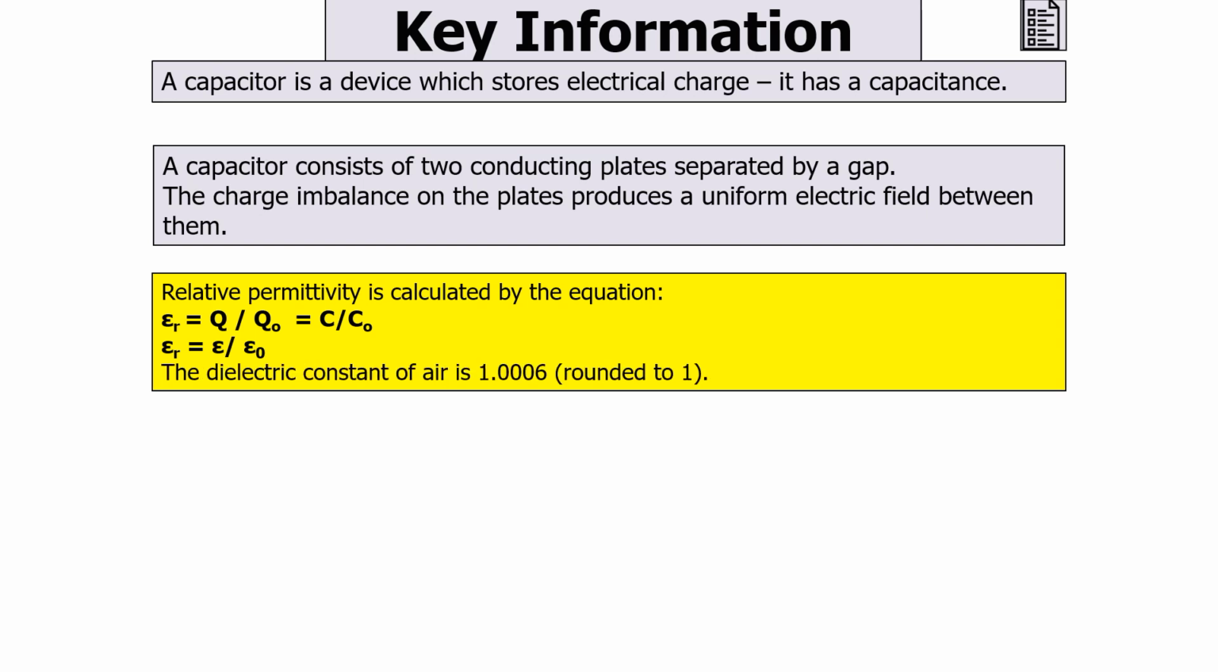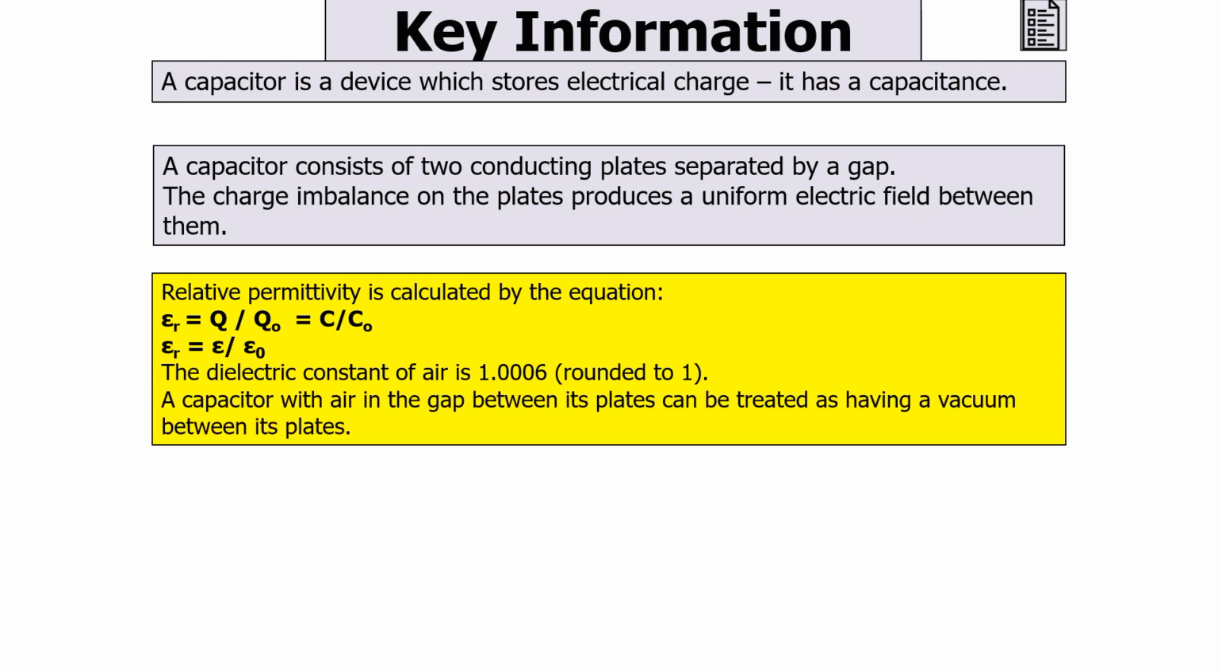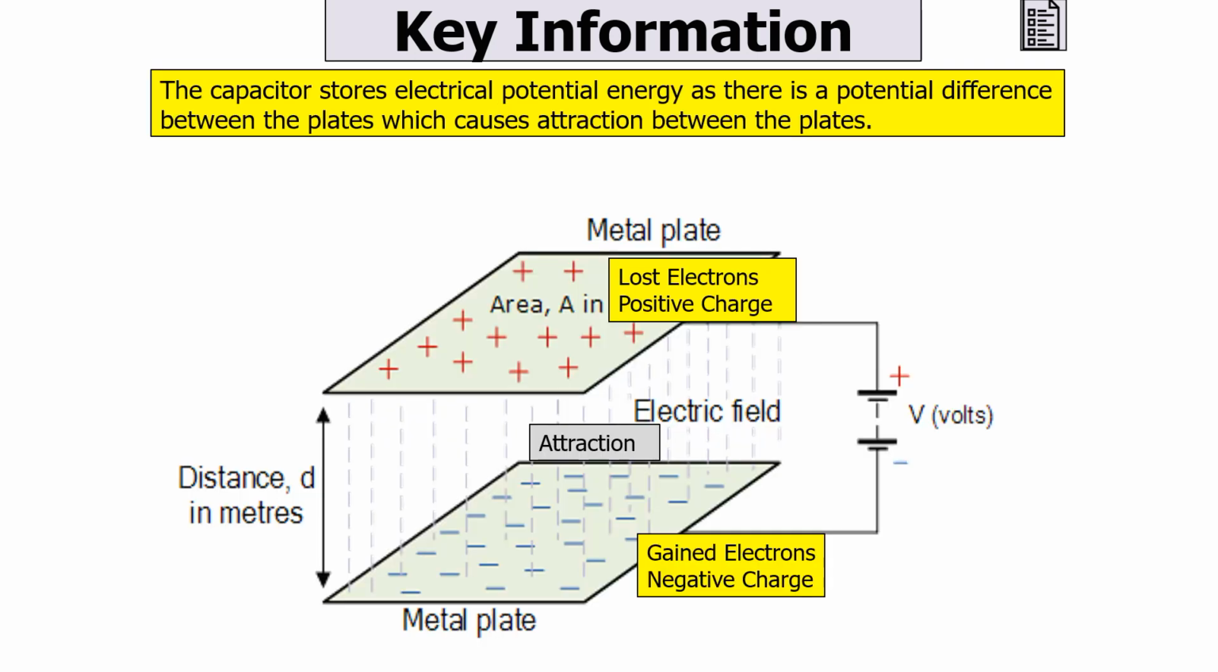Now the dielectric constant of air is 1.0006, which is rounded to 1. So therefore, a capacitor with air in the gap between its plates can be treated as having a vacuum between its plates. Now, as we said before, the capacitor stores electrical potential energy as there is potential difference between the plates, which causes attraction between the plates.